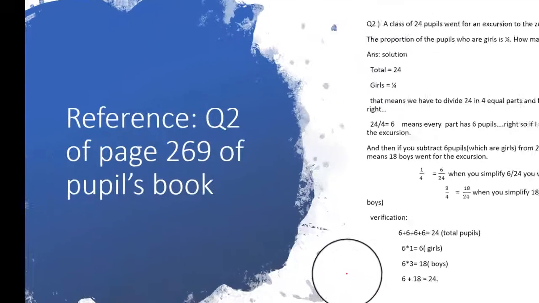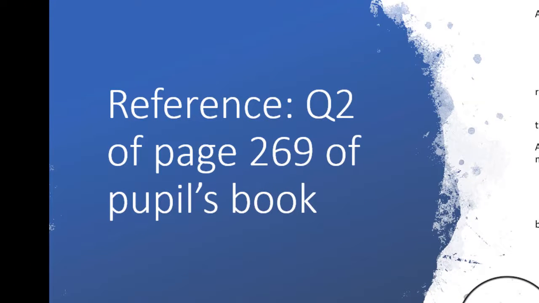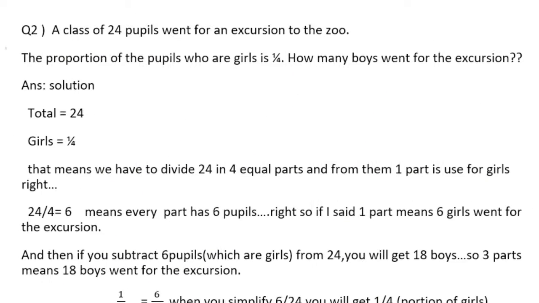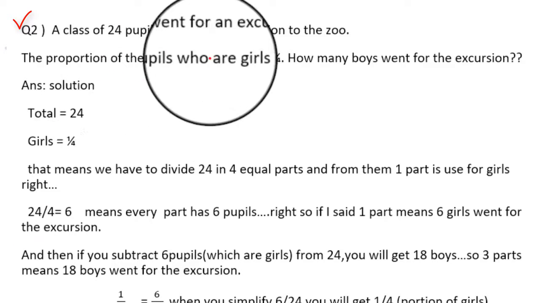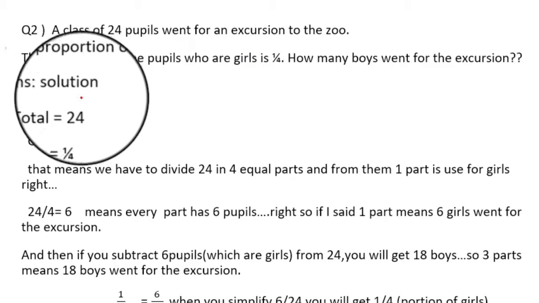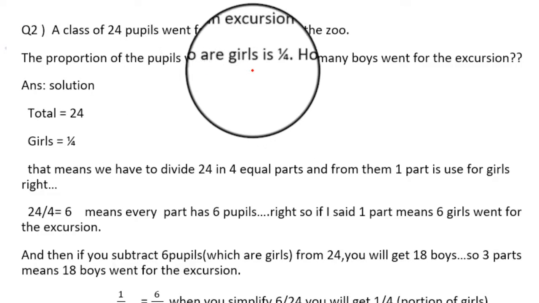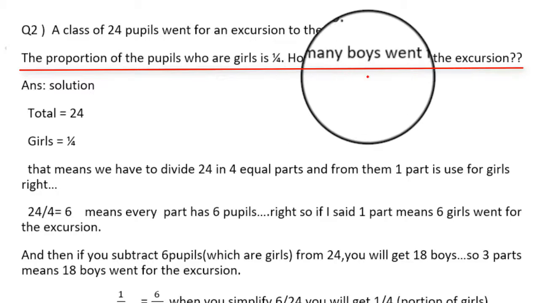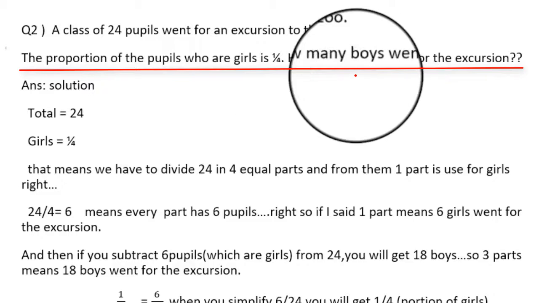Now I am going to describe two questions from your book, page number 269 and 270, which show proportion. Question number 2 and question number 3, I am going to describe. A class of 24 people went for an excursion to the zoo. The proportion of the people who are girls is 1 upon 4. How many boys went for the excursion?